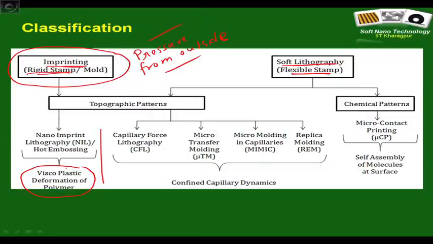So, anyway, the way we will be looking at it is the imprinting based techniques and the classical soft lithography, which uses the flexible stamp, and then again we classify them into two broad categories, whether they are capable of creating a topographic pattern or a chemical pattern. And there is only one major technique that talks about fabrication of chemical patterns. We will learn that is micro contact printing. On the other side, for topographic patterns, there are various methods.